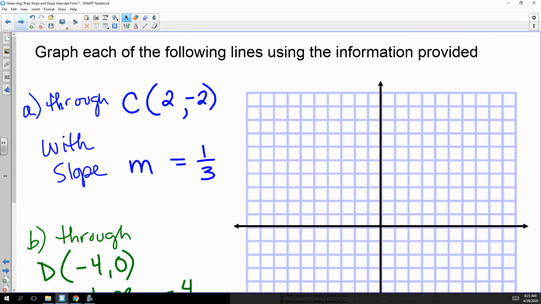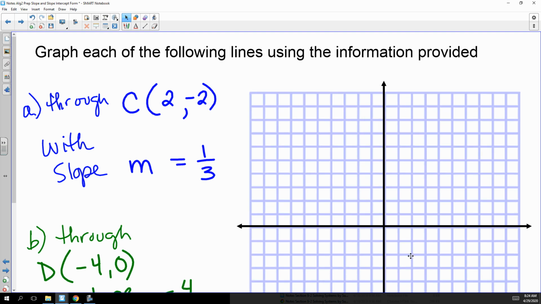All right, we're going to graph these lines on the same coordinate plane just to save ourselves a little bit of time. So the first thing we're going to do is graph the line through point C, having coordinates (2, -2) with a slope of 1/3. So let's plot C. Starting at the origin, we're going to go 2 units to the right and 2 units down.